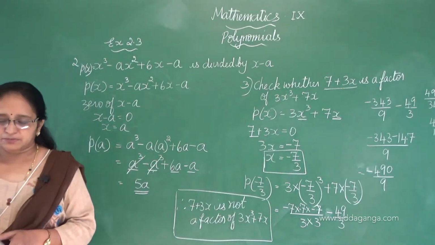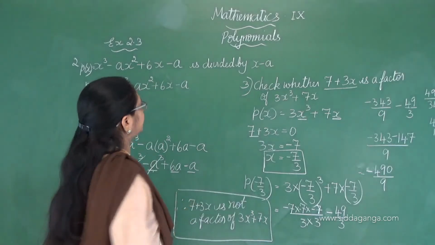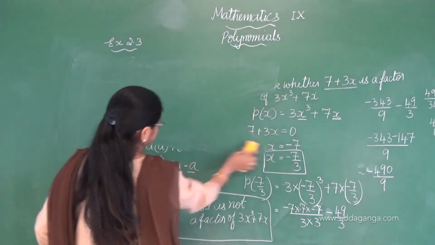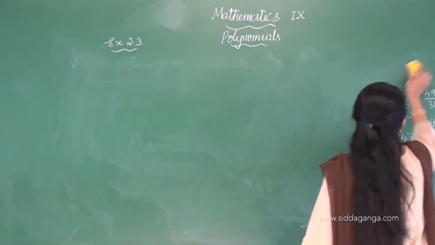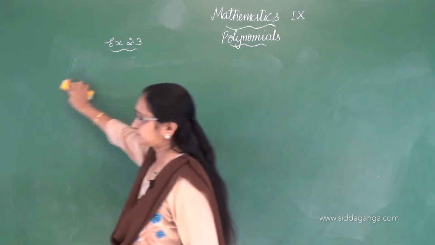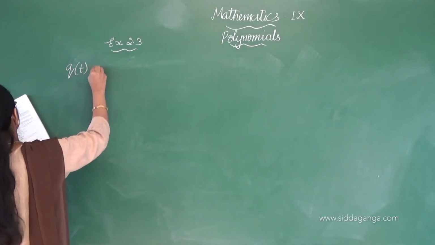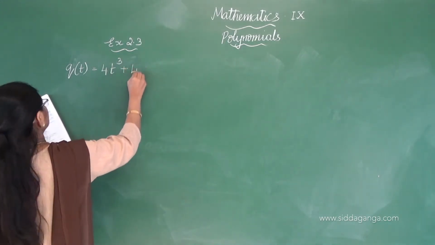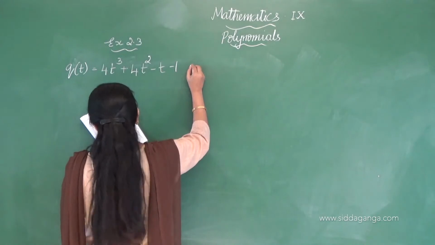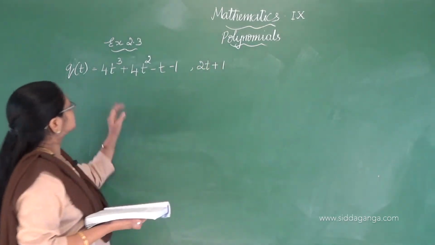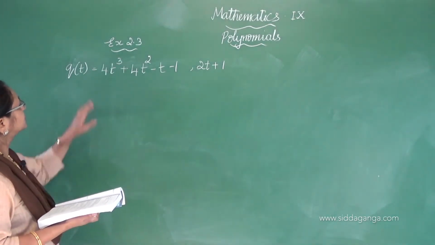So I think I have completed, but before completing, I want to show one more example which is given in your textbook, example 10. So same way, since it is a different question, I wanted to show this. See here, example 10, check whether the polynomial q of t, 4t cube plus 4t square minus t minus 1 is a multiple of 2t plus 1.